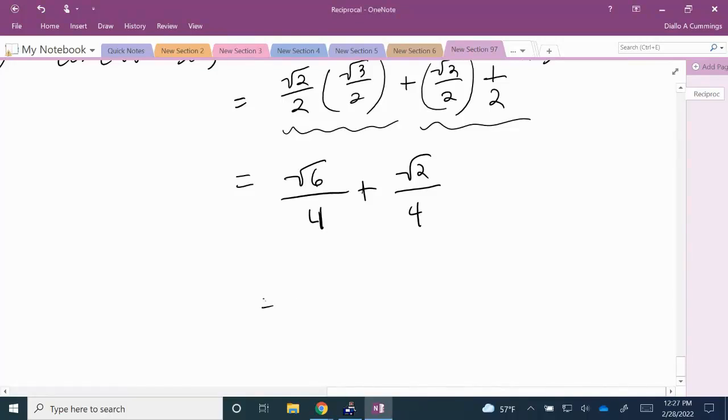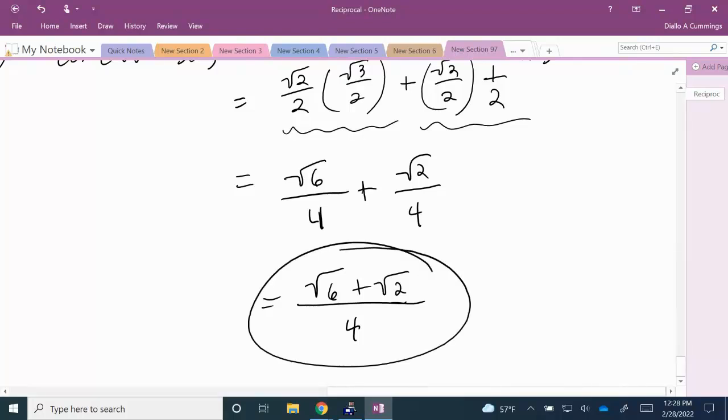We have a common denominator, so we keep the common denominator and we combine the numerators. Now I can't actually add the square root of 6 plus the square root of 2 because I don't have like radicands. Right, so what I'm saying is we can't actually add those to get a square root of 8.